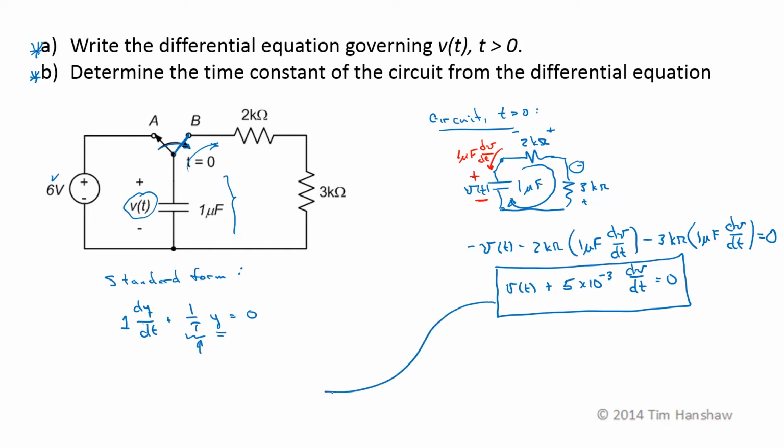If I take this equation and put it in that form, I divide through by 5 times 10 to the minus third. So I have dV by dt plus 1 over 5 times 10 to the minus third, V is equal to 0. So tau is equal to 5 times 10 to the minus third seconds. Now let's go to a new slide to finish up the problem.